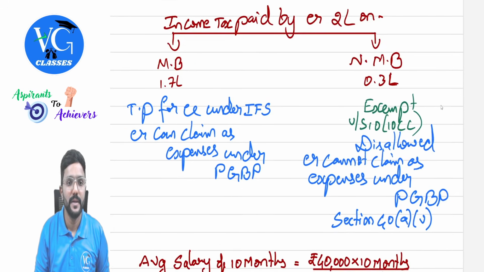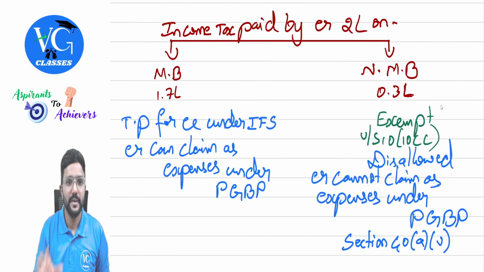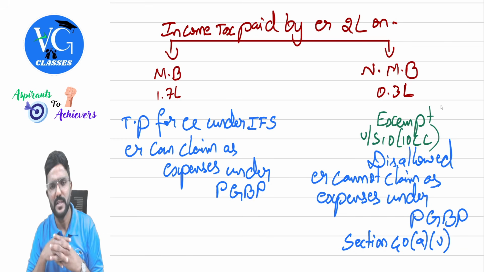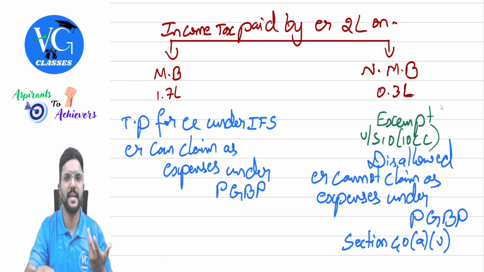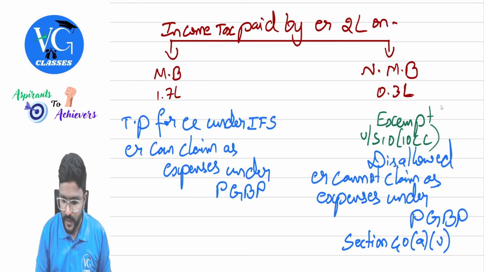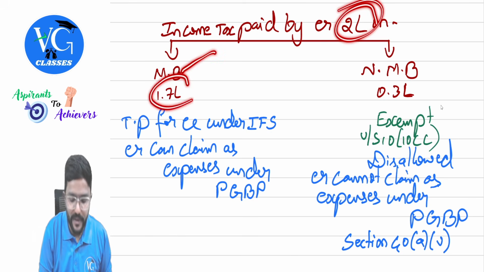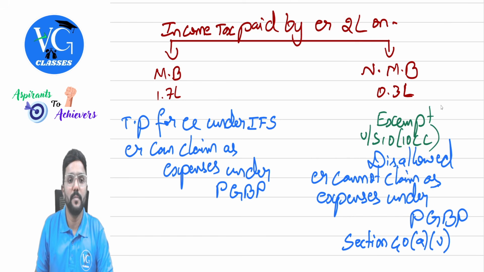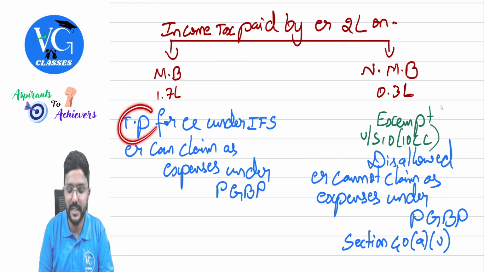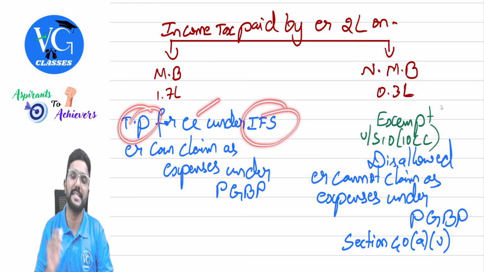You can see I have given one example here. Income tax paid by employer on the salary income of employees, let us take it as 2 lakh. So on non-monetary benefit, 1.7 lakh. On monetary benefit, it is 1.7 lakh. Is it taxable as perquisite in the hands of employee, guys? Yes, under the head salary.